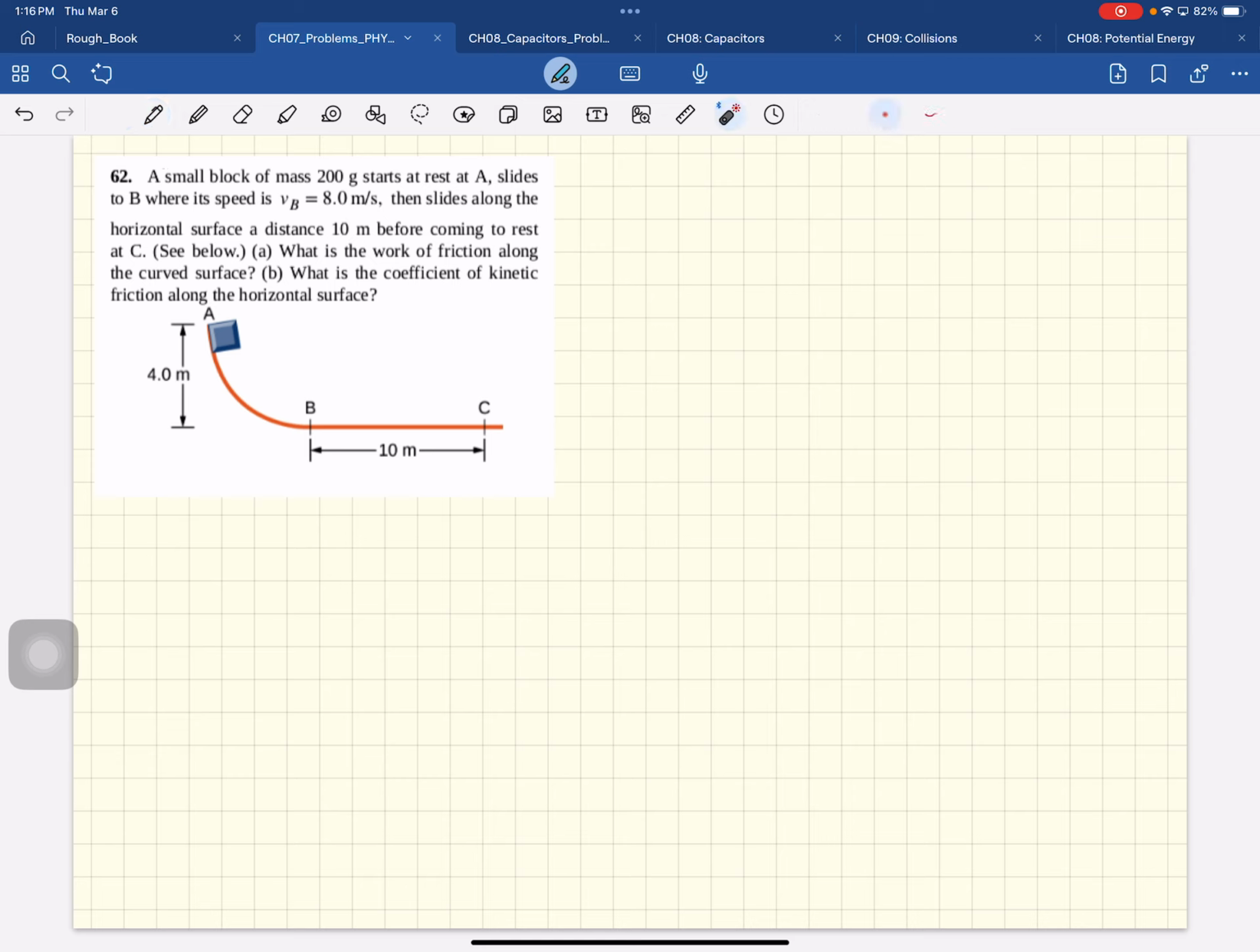Okay, this problem says a small block of mass 200 grams starts at rest at point A and slides to B, where its speed is given. Then it slides along the horizontal surface a distance of 10 meters before coming to rest at C. What is the work of friction along the curved surface? What is the coefficient of friction along the horizontal surface?